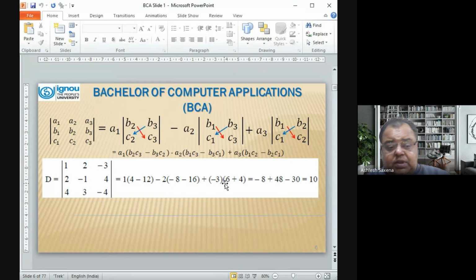Plus, when you multiply this into this, plus into minus, it will become minus. 6 plus 4 is 10. That will become minus 30. Add these two, keep the subtraction sign, and subtract: 48 minus 38. That will become 10. Now it is clear?